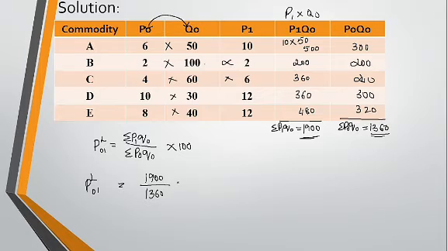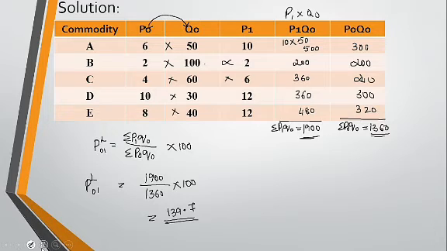1360 into 100. So whatever total you have found, you have to just apply as per the formula and multiply by 100. So 1900, sorry, 1900 divided by 1360 into 100. That will give you 139.7 as the price index under the Laspeyres method.